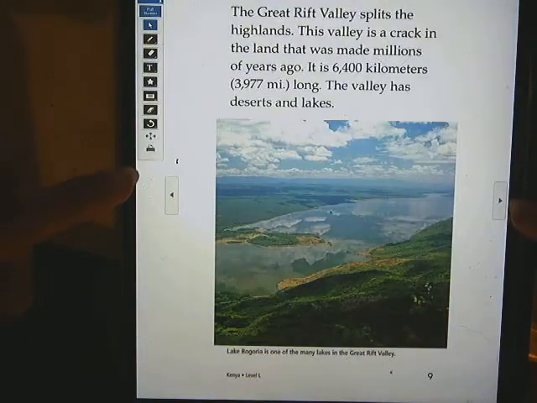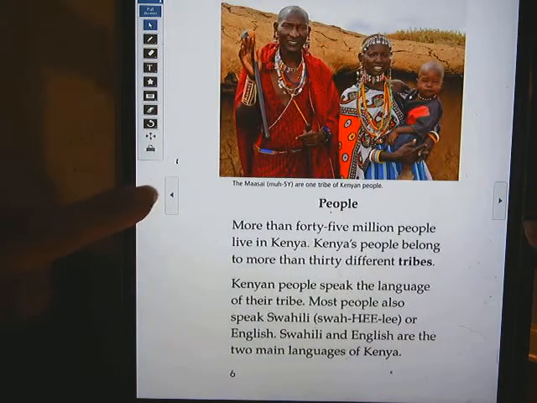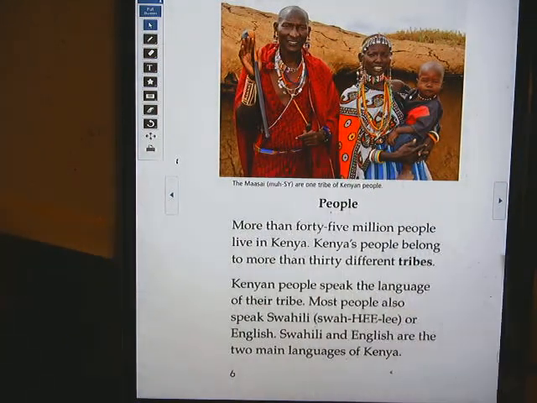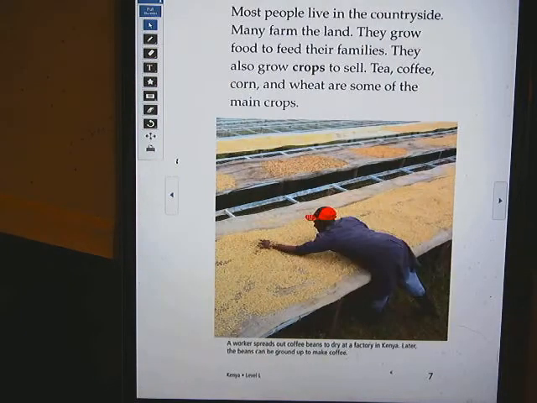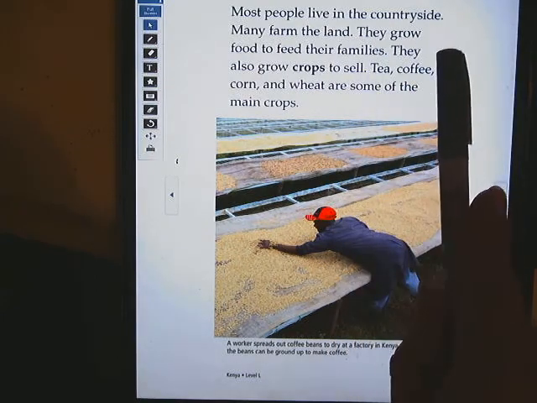Okay. So this Maasai is one tribe in Kenya. So they're going to share the same land, the same language, and the same culture. Moving on. Most people live in the countryside.